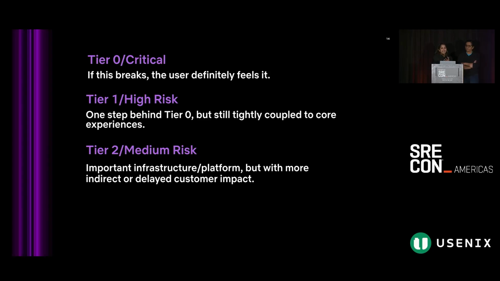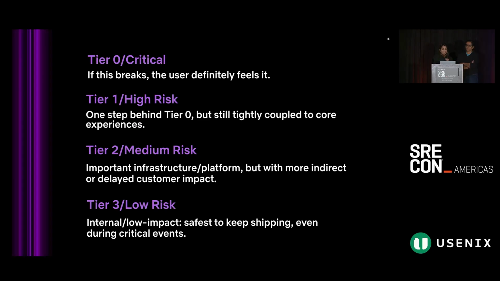These are important platform and infrastructure services where the impact is indirect or delayed. If they are degraded for a short time, users may not notice immediately. And lastly, the low impact one. Think of internal tools, low blast radius services, where a hiccup is probably an inconvenience for you and your engineering team, but it will not make a front page incident. And those are the ones which are absolutely safe to ship. And that's where we really preserve velocity.